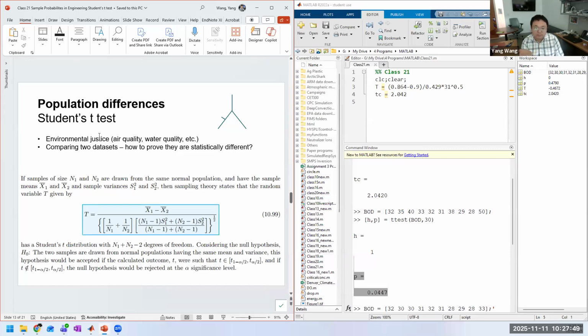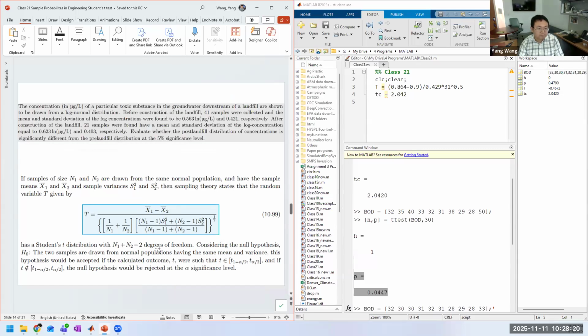For example, reports are showing that poor neighborhoods have worse air quality, basically higher concentrations of pollutants, and the same applies to water quality. So to confirm whether there is indeed a justice issue or not, we have to do statistical analysis. We're comparing two different data sets, so how do we prove that they're statistically different? We're going to take samples at location A and location B, take their mean, and then calculate the t-values.